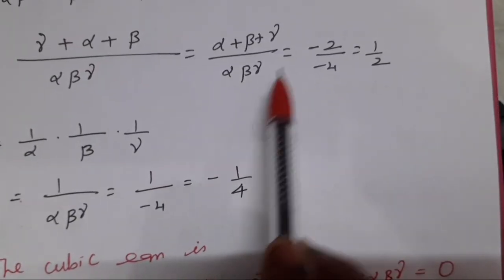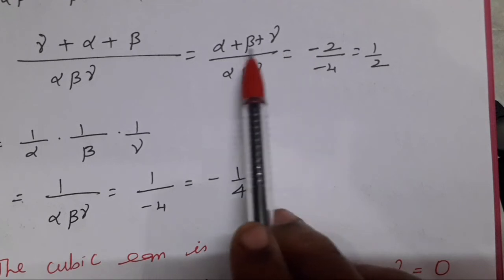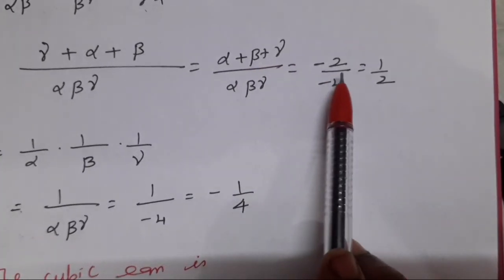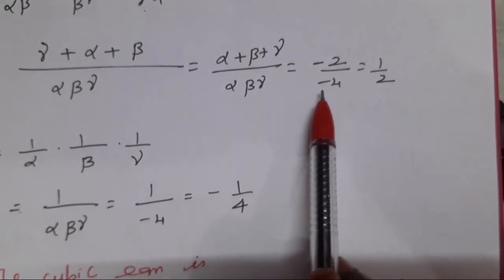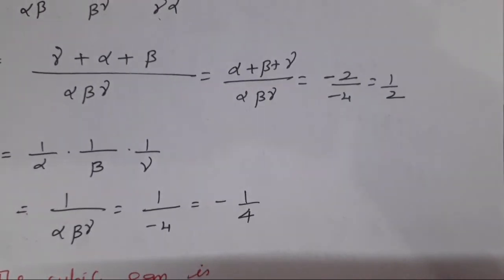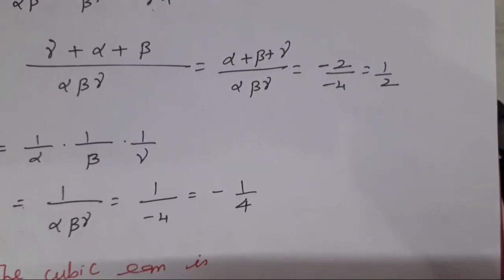Already we know the result. Alpha plus beta plus gamma, we did already. So what is the result here? Alpha plus beta plus gamma equal to minus 2 by alpha beta gamma equal to what? Nothing but minus 4. So you cancel the value, you get what? 1 by 2. Understand? We took the LCM for summation of 2.